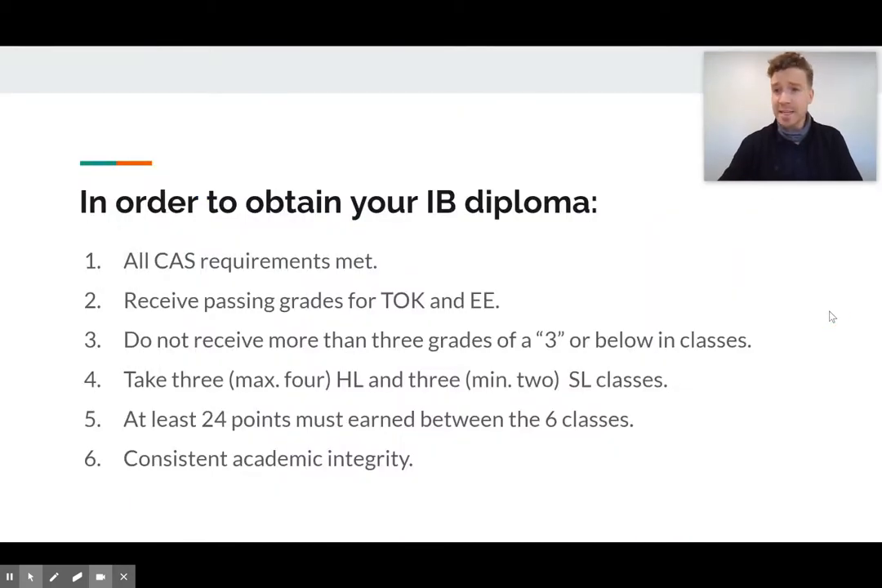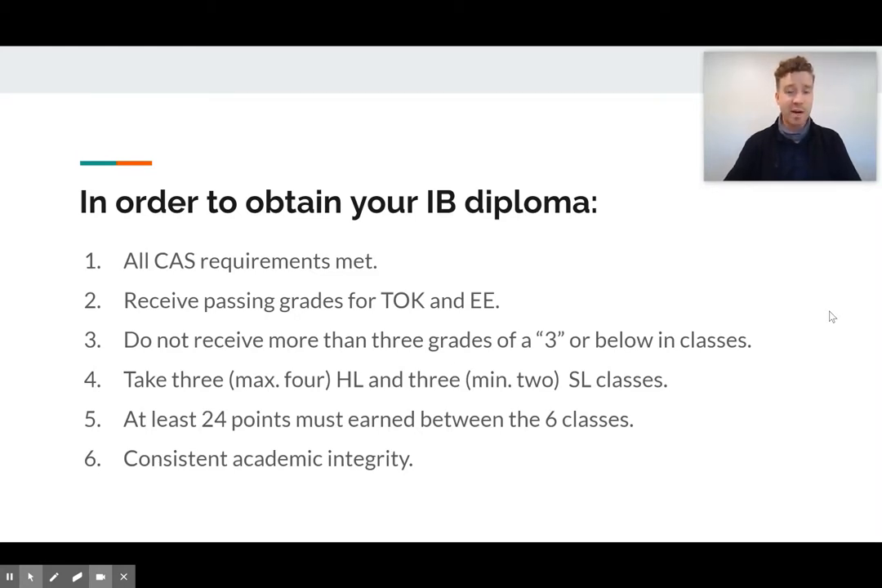So there are some stipulations, some requirements for you to achieve something called an IB diploma. Now, an IB diploma is different than your Grand Rapids Public Schools State of Michigan High School diploma. It's two separate things that you have the opportunity of achieving. All graduates coming out of City High Middle School will get their State of Michigan High School diploma. Because this is an IB program, you have the opportunity to achieve an internationally recognized IB diploma. In order to achieve that, these are the things that must be met.